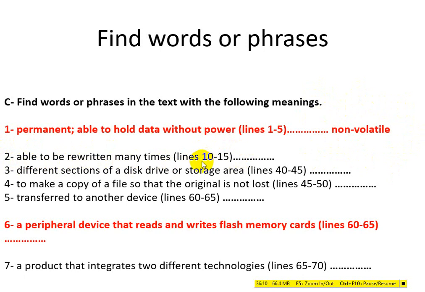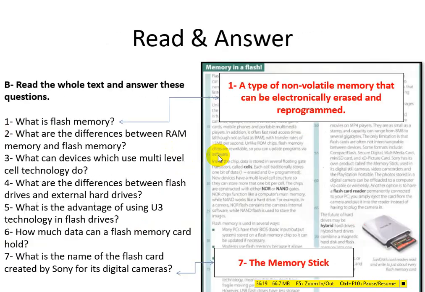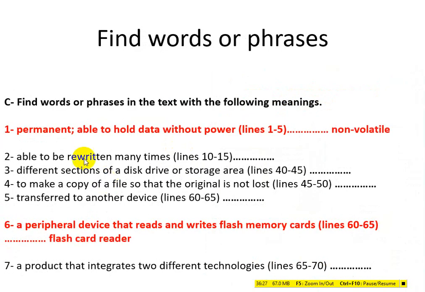So if you look at the next 10 to 15 lines, approximately from here to here, okay, you will find the matching phrase, able to be written in many times. Something you can save again and again and again and again. Okay, format and save, format, clean and save.